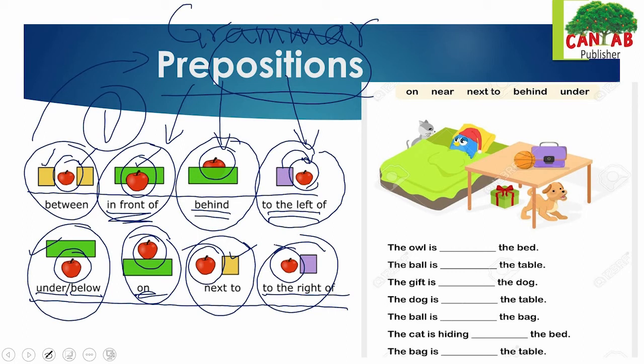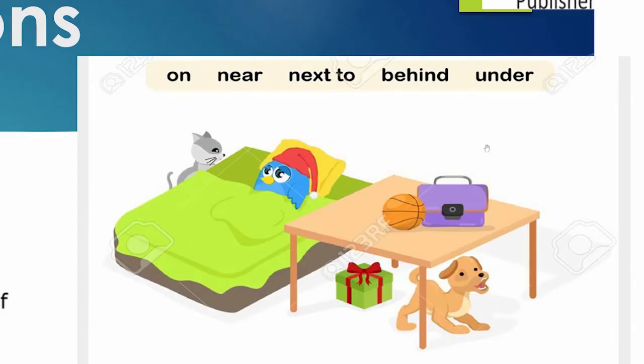These are the most common words: between, in front of, behind, to the left of, under or below, on, next to the right, on the top, in the back, in the front. There are many words which can be used as prepositions. So for further practice, you can see some magnified pictures on the board. Have a good look at the picture.